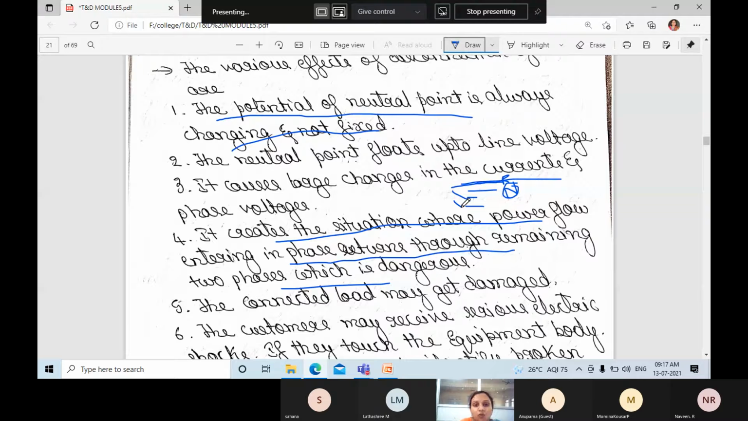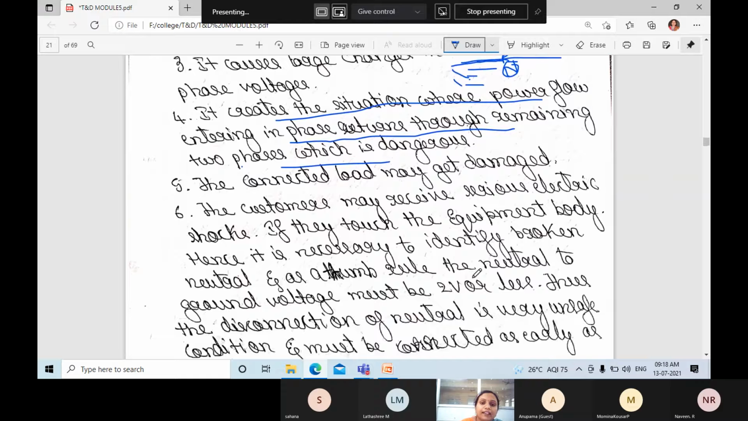Those phases will get a severe overload. It will become over voltage. If that is the case, it creates the situation where power flow entering in a phase returns through the remaining two phases, which is dangerous. If the neutral is disconnected, whatever the leakage current or overcurrent, that will go to the other two phases. It will return through that. The connected load may get damaged.